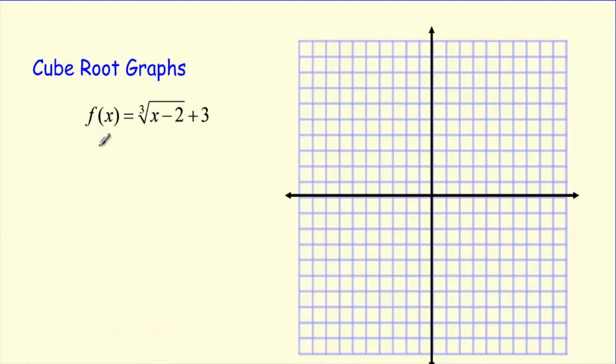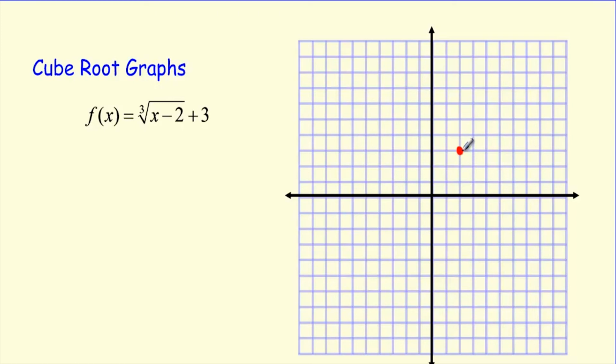So for our cube root function here, it's a cube root because we have this 3 as the index here. And this cube root graph is going to be shifted. Inside the function it has -2, so we're going to shift it to the right 2 units. Outside the function it has a +3, so we're going to shift it up 3 units. So my anchor point, my beginning point, is going to go 2 to the right and up 3. This is the point that we're going to base things off of.